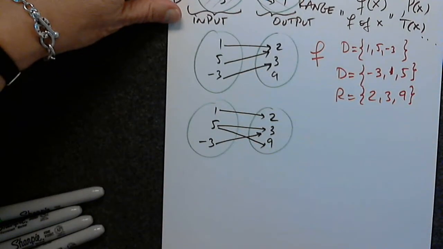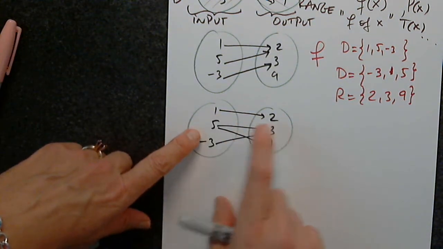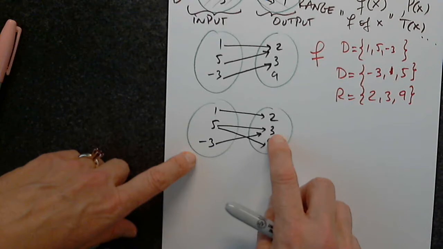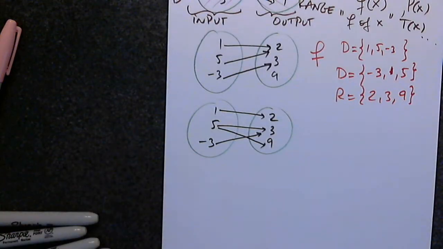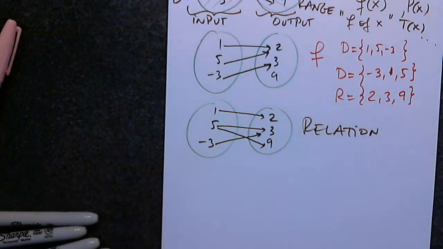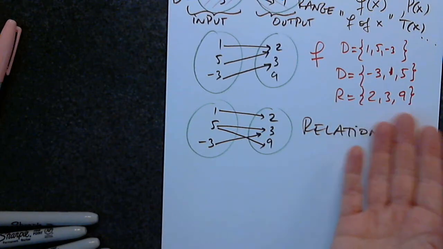Okay, so let's look at the last scenario. Here I see 1 corresponds to 2, 5 corresponds to 3 and 9, and -3 corresponds to 3. Is this a function? No, this is called a relation. It is possible. It can happen, but it's not a function. The domain is still the same, -3, 1, and 5, and the range is 2, 3, 9.